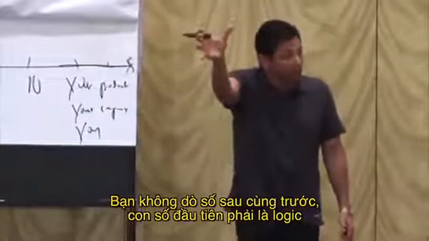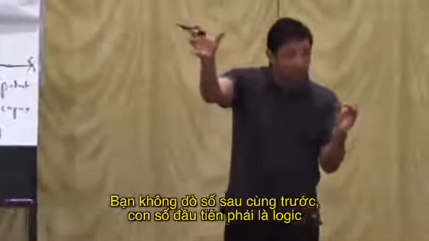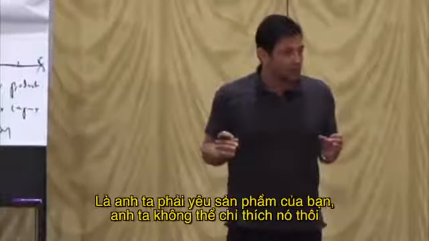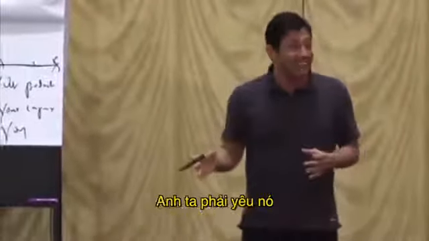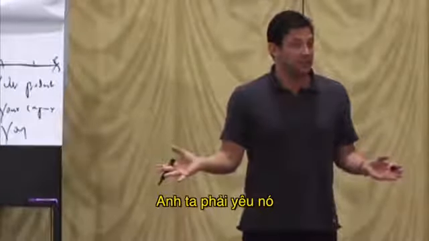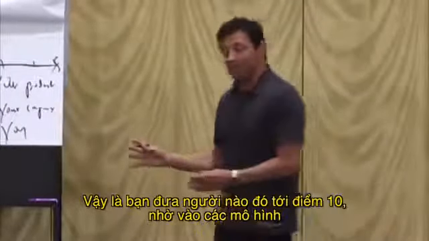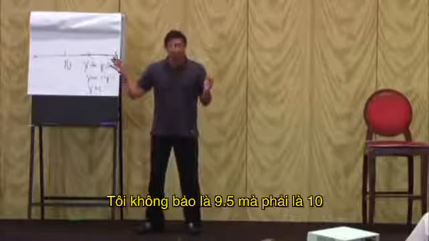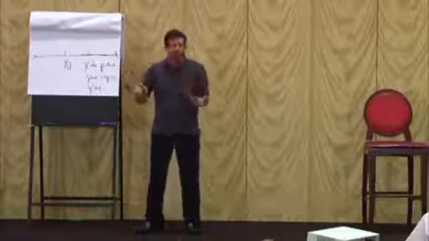The first tumbler, you don't start from the last number first. The first tumbler is logic, that he loves your product. He can't just kind of like it. He's got to love it. So you get someone to a 10, you run a pattern. He says, "Oh my God, no, it's great. Yeah, I love it." And let's say he's at a 9.5 or close to a 10.